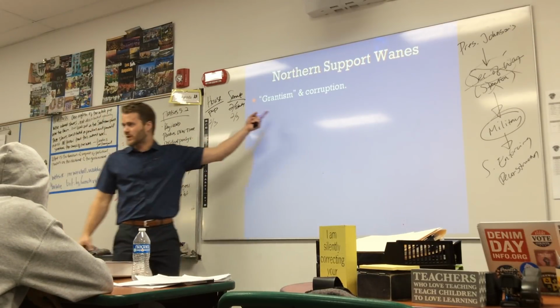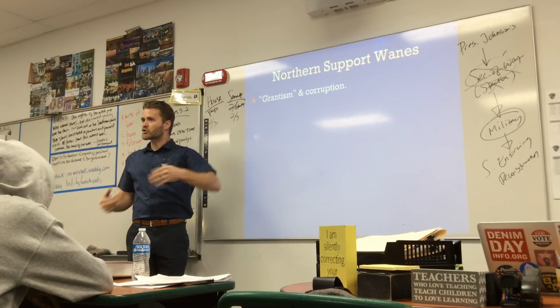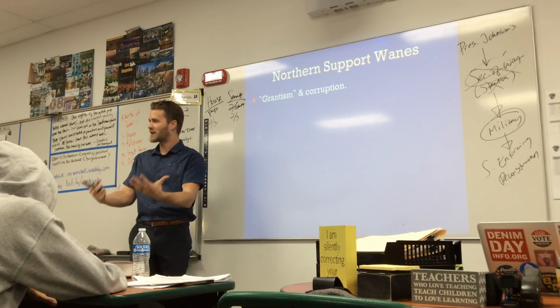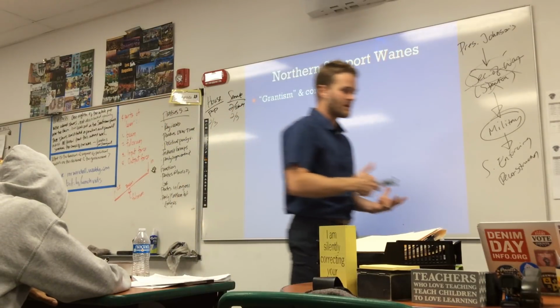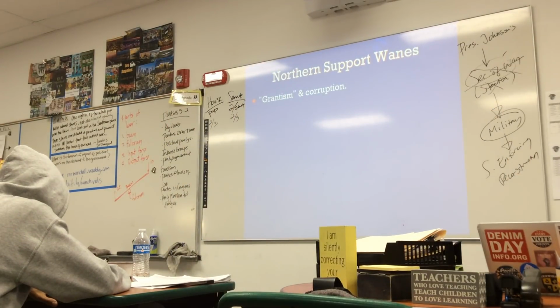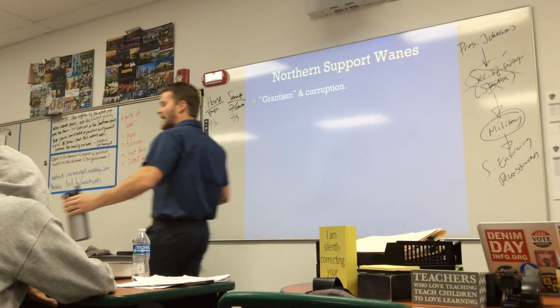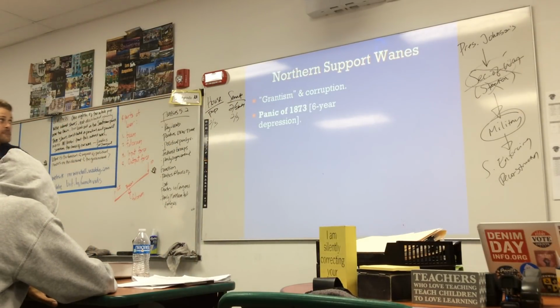So Northern support is going to wane for a variety of reasons. One is all this corruption. If you don't trust the government, why would you let the government undertake the biggest social project of all time and try to guarantee equality for black people? If you don't trust the government, why would you let the government do Reconstruction? So in this sense, this Grantism, this corruption plays a huge role.